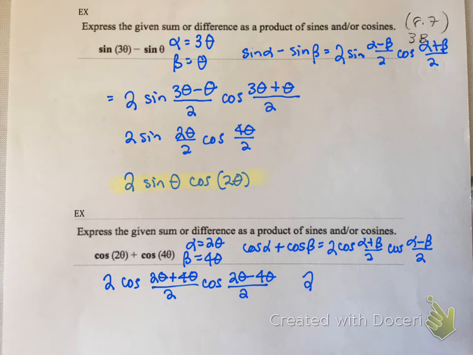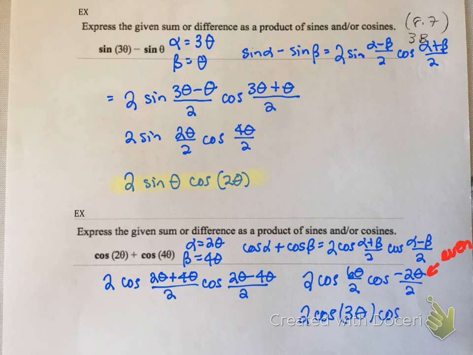So what do I get? I get 2 cosine 6 theta over 2 times cosine of negative 2 theta over 2. Remember, cosine is even, so that means the negative goes away. The first one is 6 theta over 2, which simplifies down to 3 theta. And the second one becomes positive, and 2 divided by 2 is 1, so I'm left with cosine theta. So my answer is 2 cosine 3 theta cosine theta. And there you go, voila.